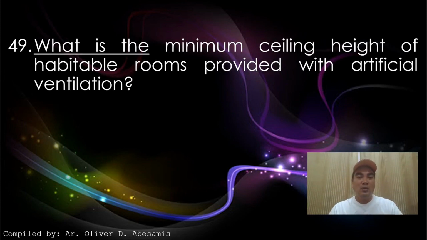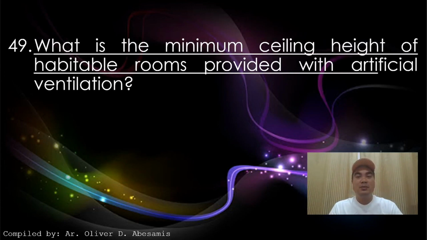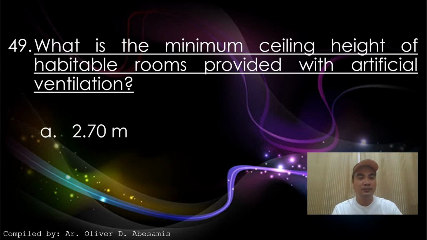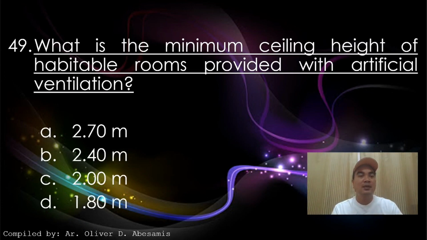49. What is the minimum ceiling height of habitable rooms provided with artificial ventilation? Answer? B. 2.4 meter.